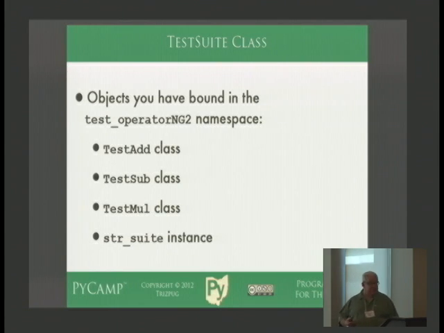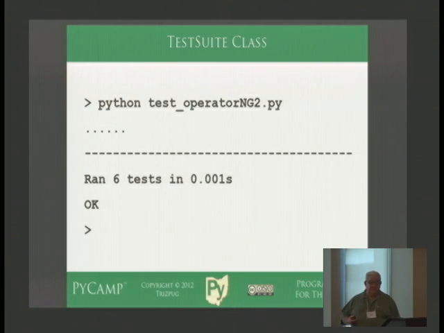Don't know exactly what it's going to do yet. We're going to demonstrate this. The objects you have bound in the test_operator_ng2 namespace are 3 classes and a test suite instance. That's what we have. What is that going to do if we run it as a script?